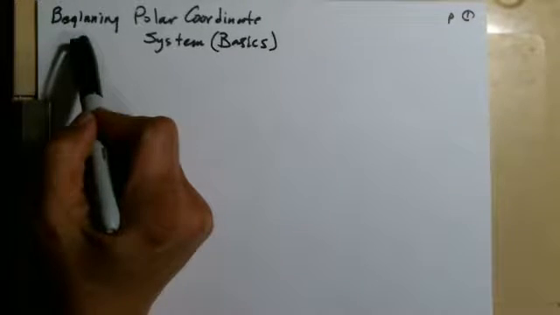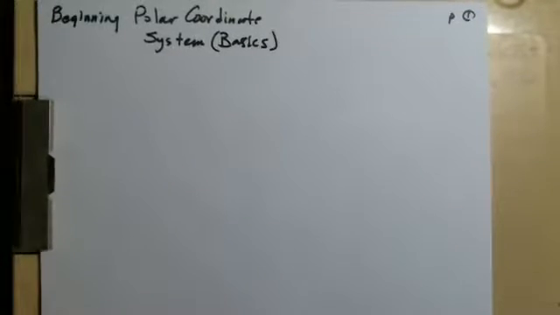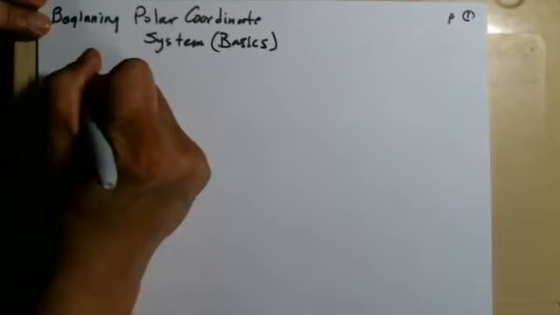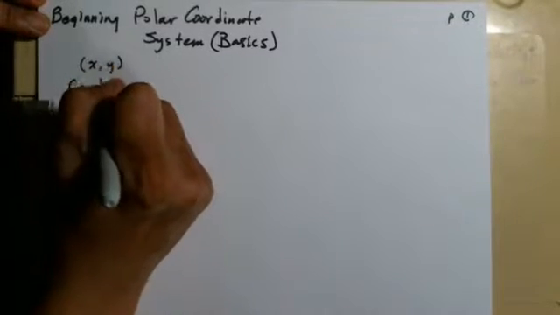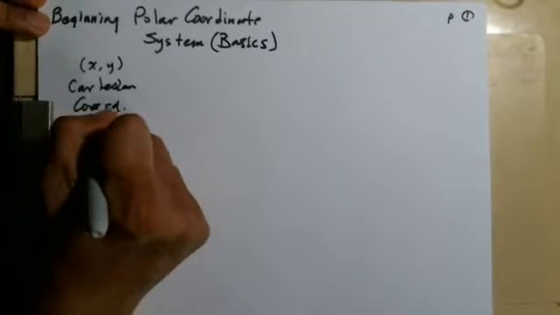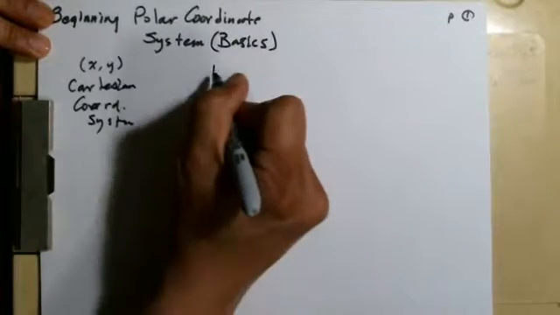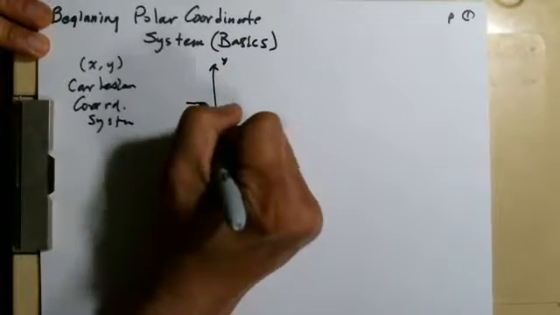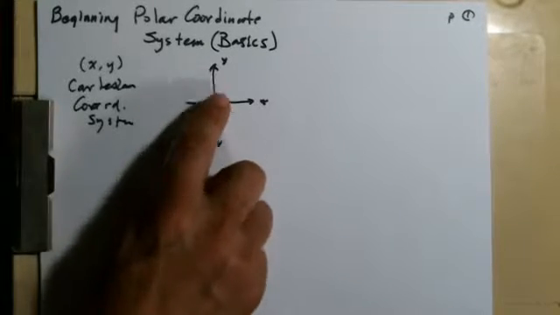Some of my students had a problem with the beginning polar coordinate system, where we are going to be going over the basics right now. First of all, we kind of know what the XY coordinate system is. It's called the Cartesian coordinate system because it was named after Rene Descartes, and it looks something like this. The vertical axis is y, and the horizontal axis is the x direction. And by definition, everybody agreed that this direction is positive, that direction is negative, y direction, positive and negative.